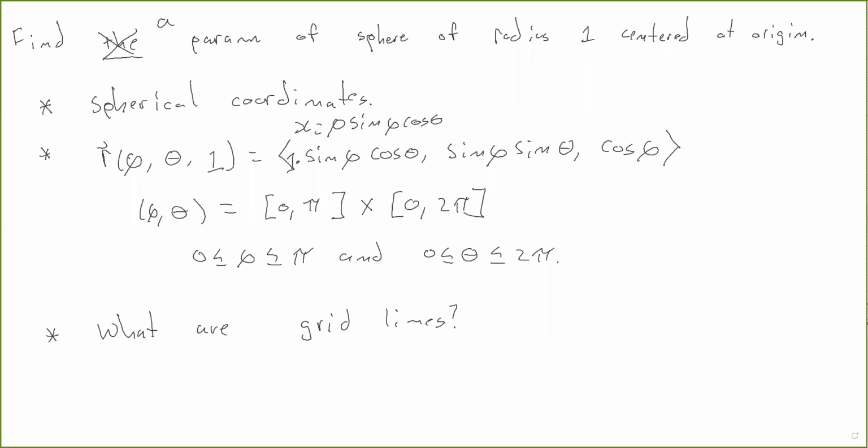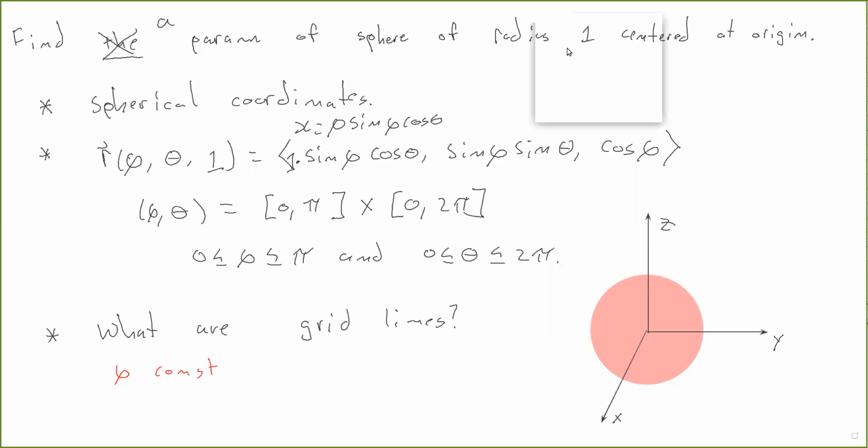Okay, so let's get a sketch of this sphere. So again, just use your imagination. This is a sphere of radius 1 centered at the origin. Okay, so now let's think about the grid lines. If we hold phi constant, this means the z variable is going to stay the same. And then what we're going to get is circles, so we're going to be in the z is equal to cosine phi plane.